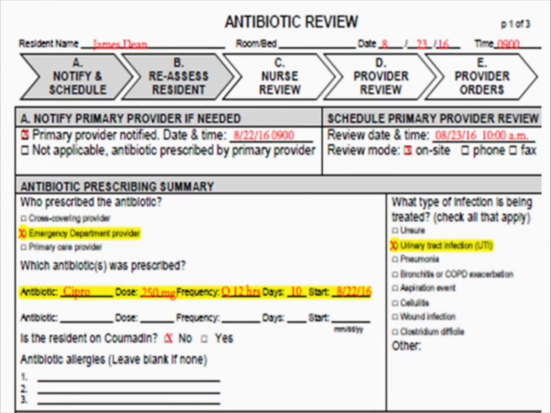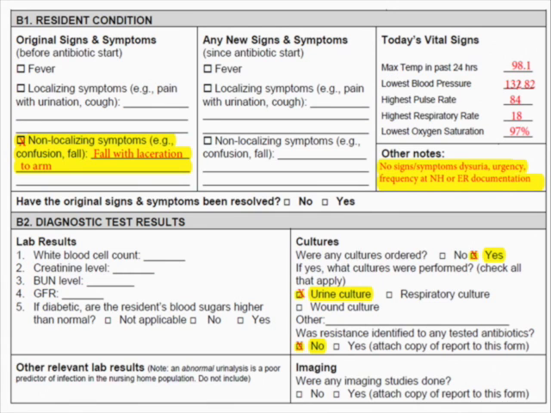Notice the arrows across the top of the antibiotic review form outlining the antibiotic review process. Each section leads into the next. In Section A, Notify and Schedule, document when the primary care provider was notified of the antibiotic start and when the antibiotic review is scheduled. Summarize the new antibiotic order and indicate what type of infection is being treated. In Section B, document the original signs and symptoms, any new signs or symptoms, current vital signs, and any other pertinent information, including diagnostic test results.